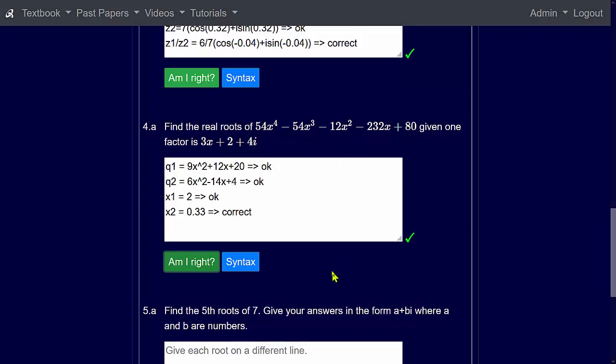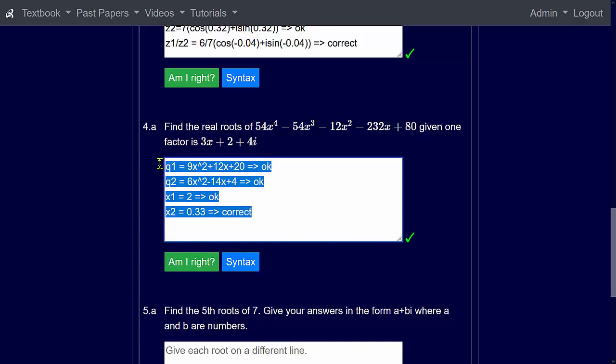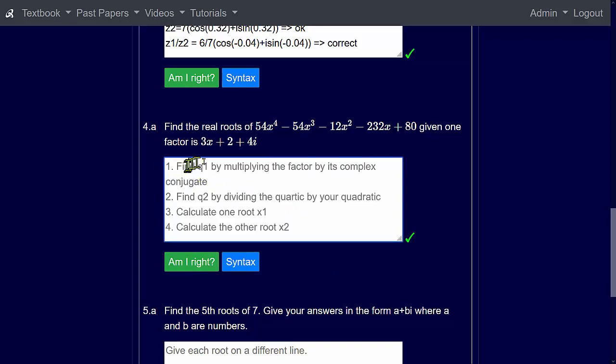Question 4 is quite tricky, but as long as you take all the steps, then you'll be okay. But let me just delete all of that for a second and just show you how this placeholder is telling you what to do. So the first thing it's saying, find Q1 by multiplying its factor by the complex conjugate. Okay, we do that. We then divide the quartic, which is this thing here, by the quadratic that we've generated. Okay, and that is Q2. And then when we've got Q2, we factorize that by whatever means that you're comfortable with, and those are called x1 and x2. Those are the real roots.